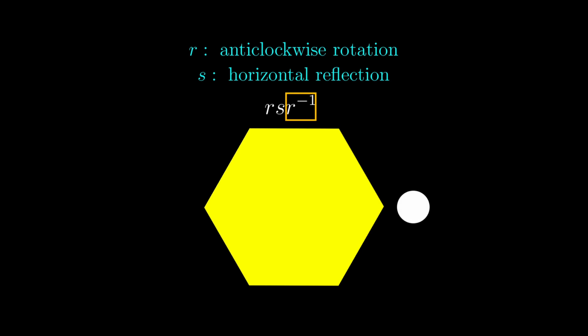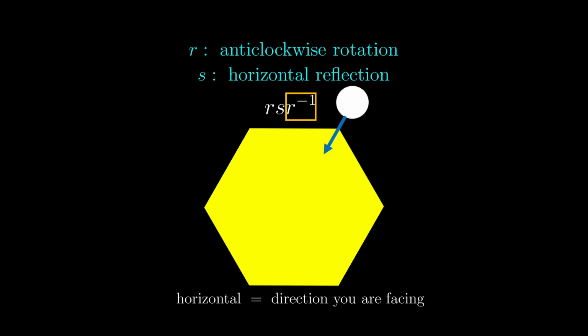Imagine this is you, and you are facing to the left. Now notice that the horizontal is the direction you are facing. So now, to do this clockwise rotation, we would shift our perspective instead. Rotating our perspective anti-clockwise while holding the hexagon still is the same as a clockwise rotation.